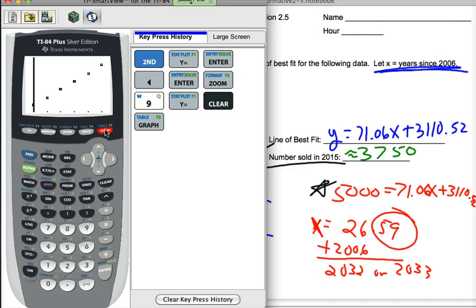Okay? So that's a little bit about how you deal with linear regression, is what it's called, finding a line of best fit.